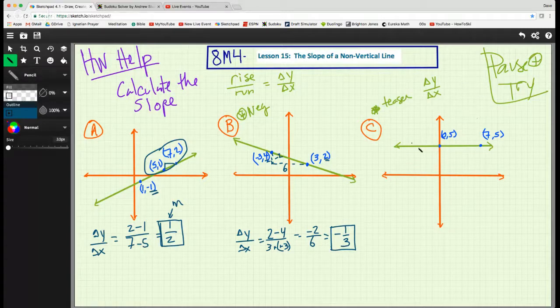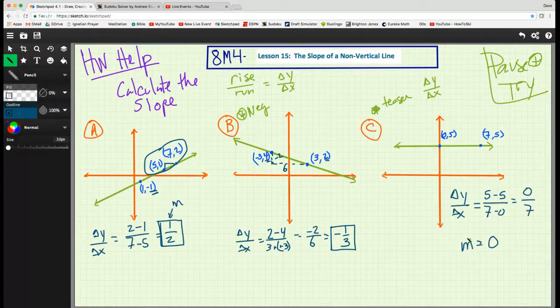And here's our teaser. Kind of weird. We don't rise or run at all. So what's going on? What's our delta y? And what's our delta x? Let's stick to the numbers. Our change in y is 5 minus 5. That's our change in y, which is crazy. It's 0. Our change in x is 7 minus 0, or 7. And what is the simplified 0 over 7?